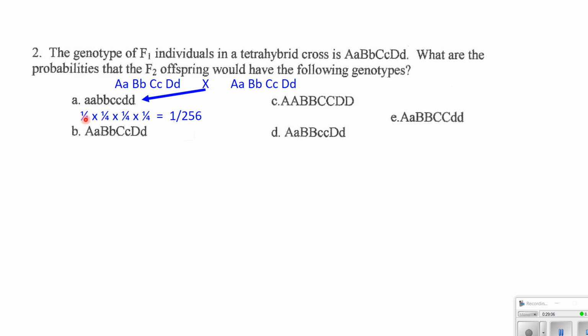Again, if you're puzzled about why these are 1/4, do a Punnett square. Big A little a crossed with big A little a, do the Punnett square, and you'll see 1 out of 4 offspring are going to be little a little a. Okay, 4 times 4 is 16, times 4 is 64, times 4 is 256. Now, pause the video, finish the rest of these calculations, B, C, D, and E, and then check your answer.